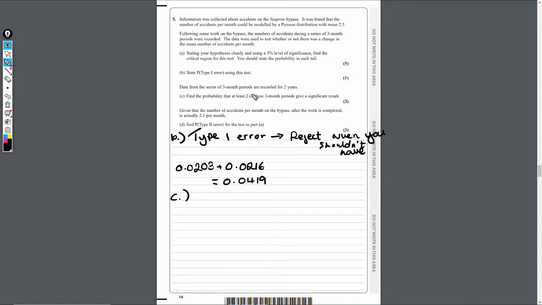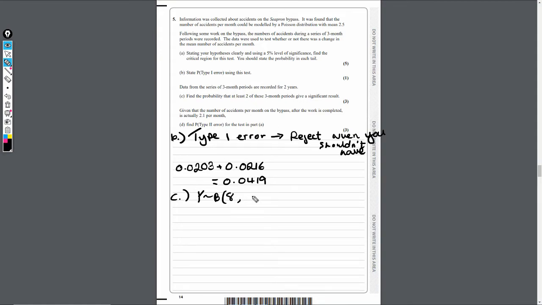Here, we've got a 3-month period, this is recorded for 2 years, but it wants to know how many of these 3-month periods give a significant result. So we're not actually going to use the Poisson here. Hopefully you can spot that we're going to need the binomial now, because we're modelling it in a number of different periods. So this is going to be y is distributed binomially. My sample here, well, how many 3-month periods go into 2 years? Well, that'll just be 8, because there's going to be 4 lots of 3-month periods in 1 year.